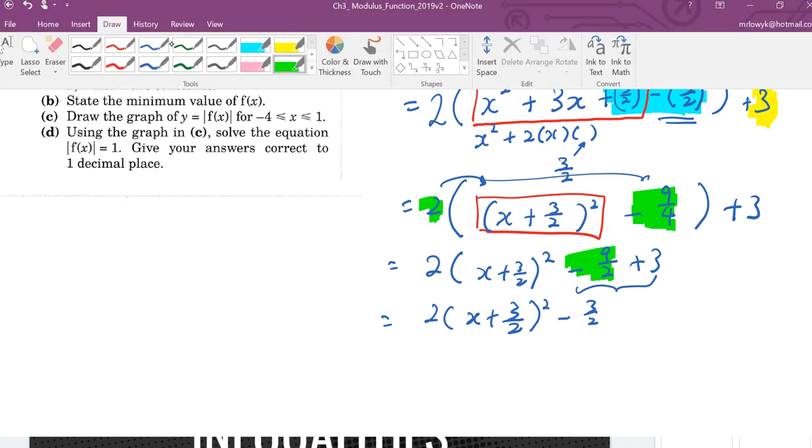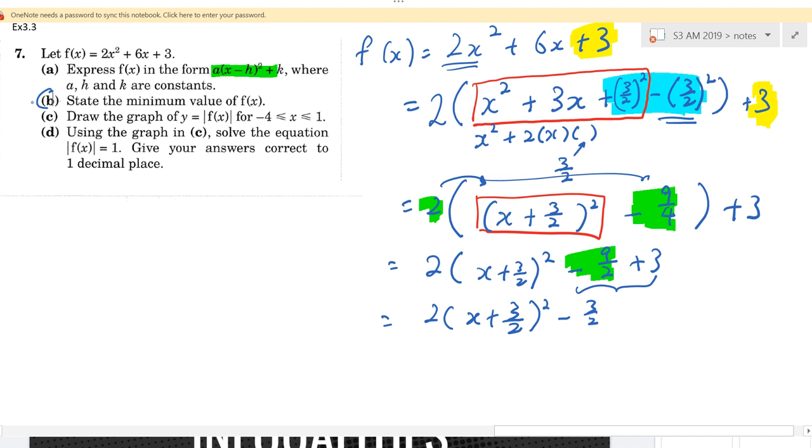Now, for B, state the minimum point. So what's the minimum point? So fx is here. B, minimum point. Do you remember? Can I talk about the minimum point first? What is the minimum point? This is fx, in case you're wondering. How do I find the minimum point? Do you remember or not?